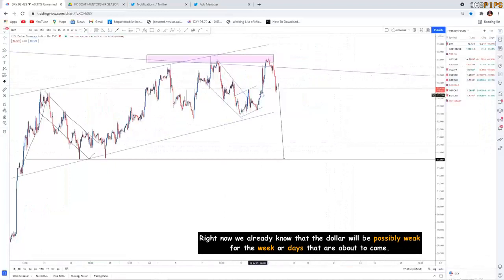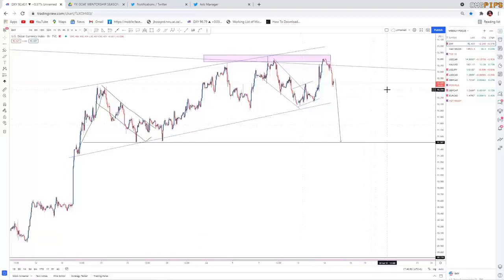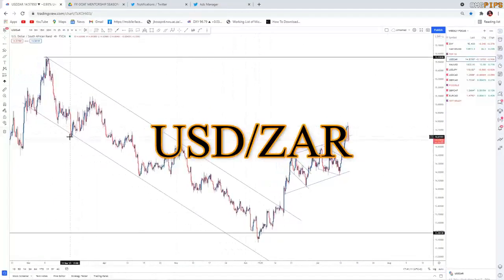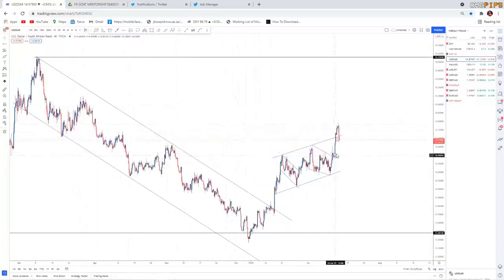So guys, right now we already know that the dollar will possibly be weak for the week or days that are about to come. Now let's go to USDZAR to see how I'm looking for my entries. So guys, as you can see over here, I already have my analysis up to date and all of that, right? But now if you look at it, the market actually pushed from here to the upside and finally turned at that level.